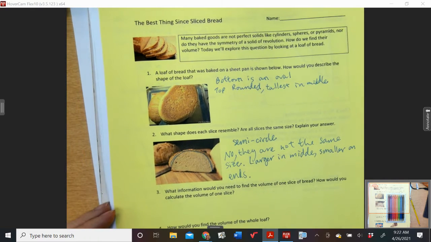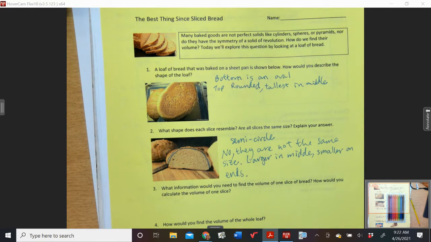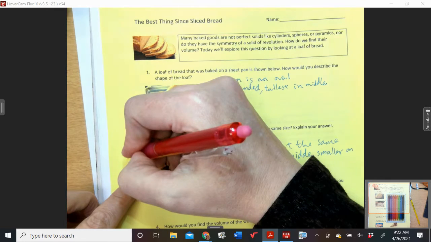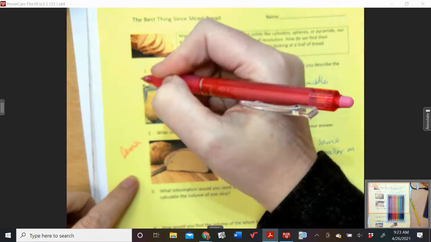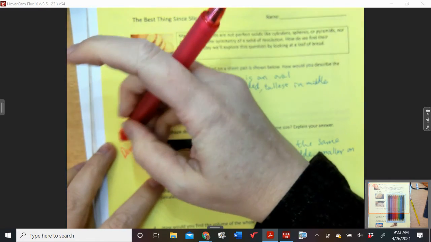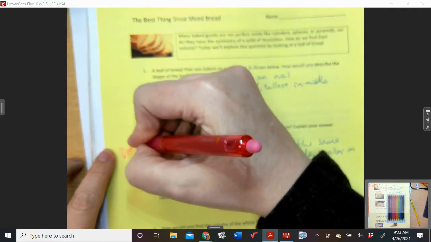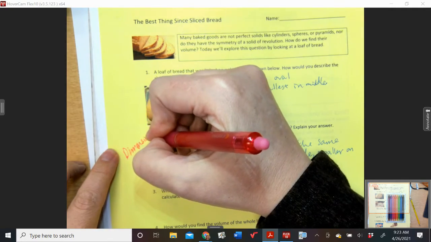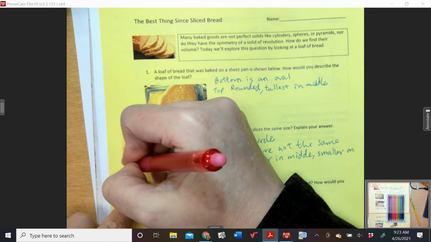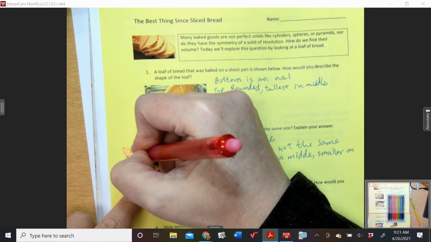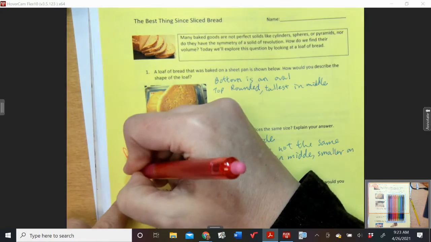So what we know by this is that the dimensions of each slice are variable. Dimensions of slice are variable.